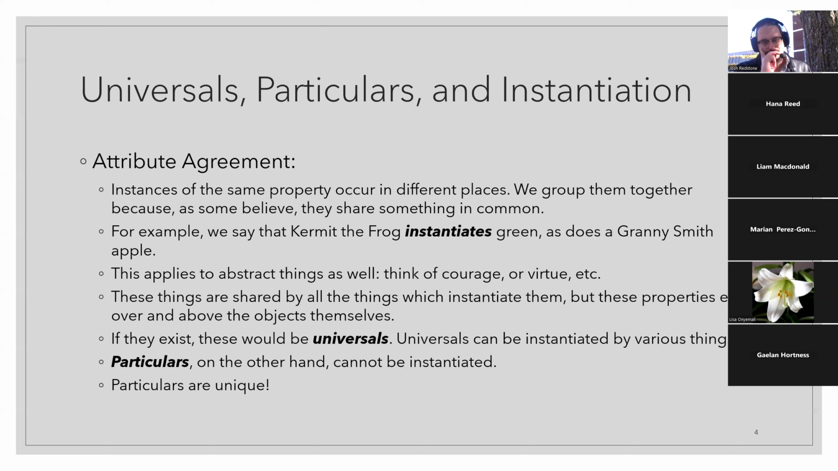And we can do this with abstract things too, not just physical objects. I was talking about abstract reference earlier when I said green is a color, but we can do this with abstract things as well. We can talk about the attributes that abstract things have in common with one another, not just the attributes that physical objects have in common with one another. So think of something like virtue or courage, right?